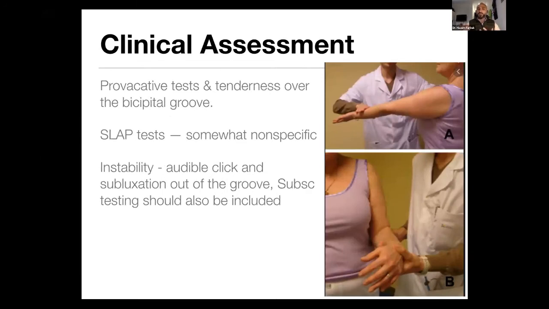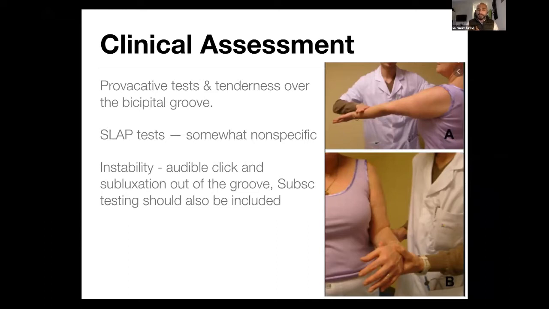Some tests might help us, although they are not specific, not really pointing out clearly to the long head of biceps problem, and the same goes for the MRI. It might be misleading, sometimes effusion, so sometimes the pathology is not yet clear in the MRI and the clinical testing. But we have to do some provocative testing, tenderness over the bicipital groove, which could really help us to be suspicious of any problems of the long head of biceps.